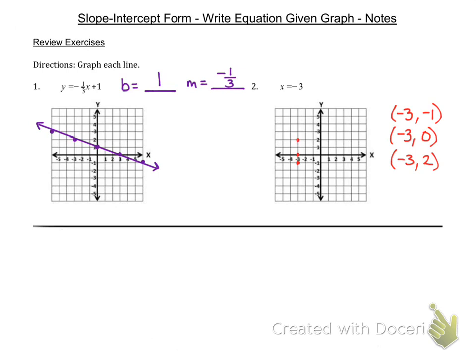Now I'm going to graph my line. This is a vertical line. So there's my vertical line, and then I'm going to draw arrows on the ends.